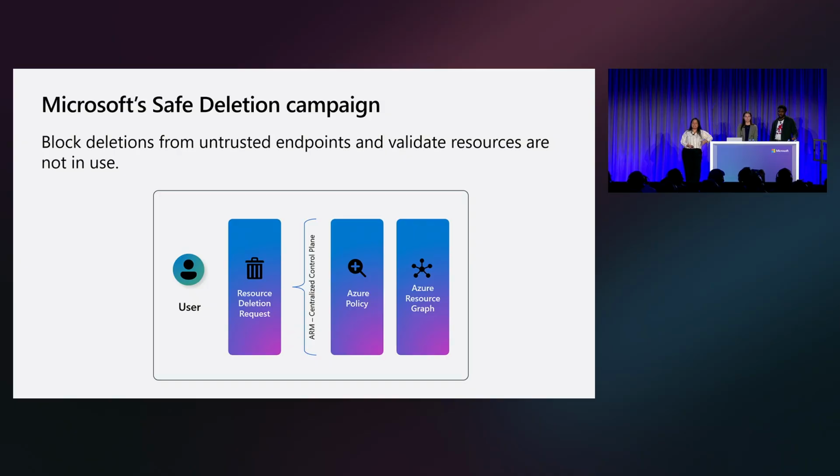For us, a delete needs to come from a trusted endpoint. We need to make sure that the resource is not in use, and importantly, that the resource does not have any dependencies, so if that resource is deleted, there's no impact. With the power of policy and the inventory that we have in Resource Graph, we're able to bring the whole story together and ensure that we're securing Microsoft from any unwanted or accidental deletions.